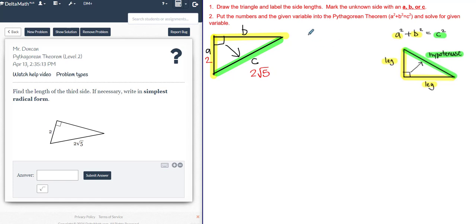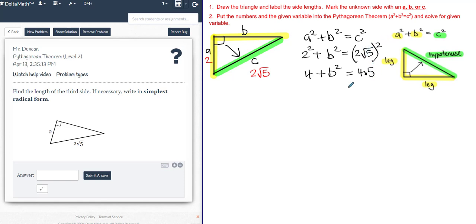All right, with the Pythagorean theorem, we have A squared plus B squared is equal to C squared. Let's see. 2 goes in for A, plus B squared equals, and in for C we have 2 root 5, and then that's squared. So 2 squared is 2 times 2, which is 4, plus B squared. 2 squared is 4. And then the square root of 5 squared, well, the square and the square root cancel out, so that's just going to be 4 times 5, which will simplify in the next step to 20.